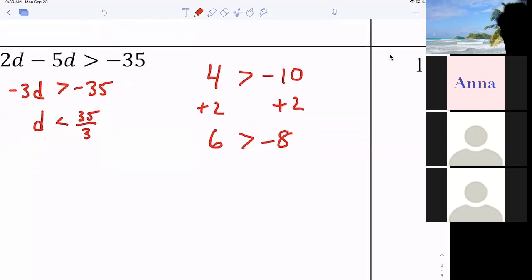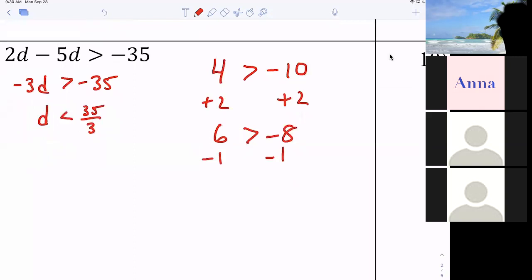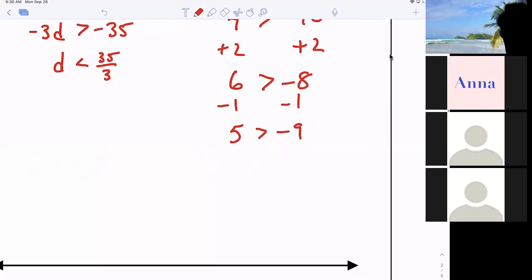Now, I'm going to subtract a number. I'm just going to subtract 1. So 5 is greater than negative 9. Is that true? Yes. So I can add and subtract, and I create true statements. Now I'm going to multiply by a number. I'm going to multiply by 3. 15 is greater than negative 27. Is that true? Yes. So when I multiply by a positive, I still am true.